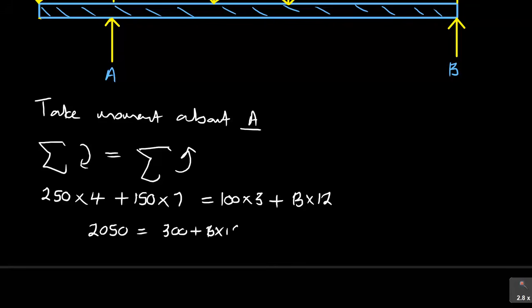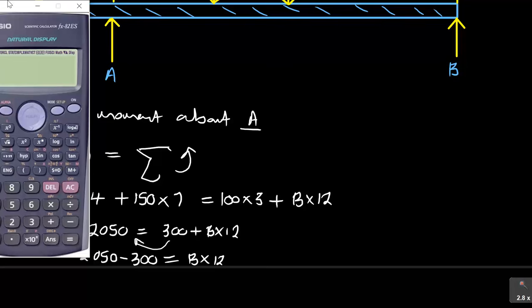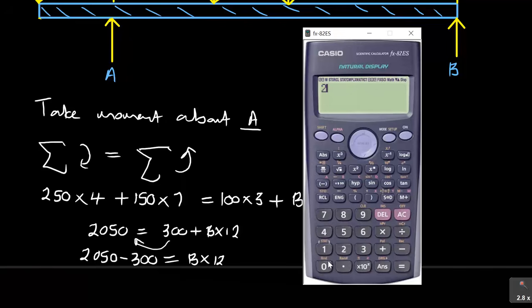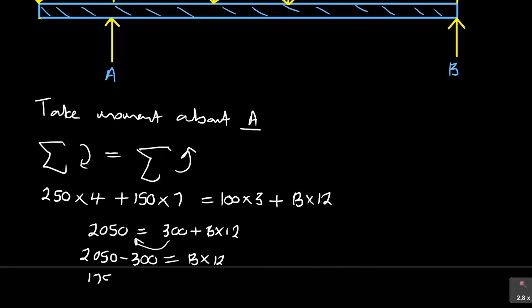And then what we need to do, we need to take 300 to the other side, which is 2050. Now when it jumps, it changes from positive to minus 300, is equal to B times 12. And then when you subtract 2050 minus 300, you get 1750 is equal to B times 12. You divide, in this case, by 12, so that you can get your answer.